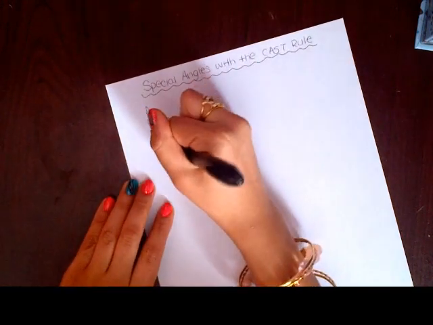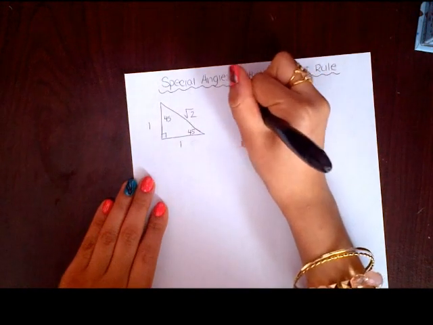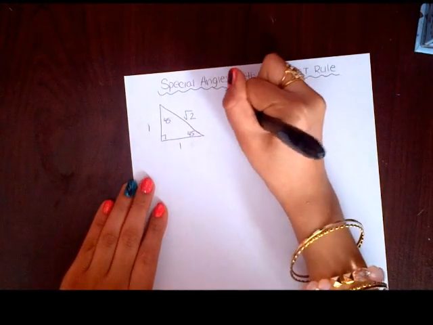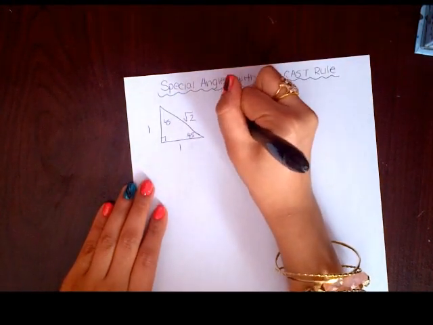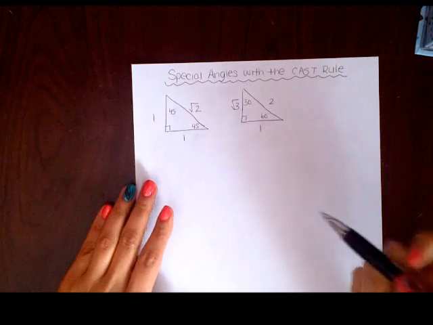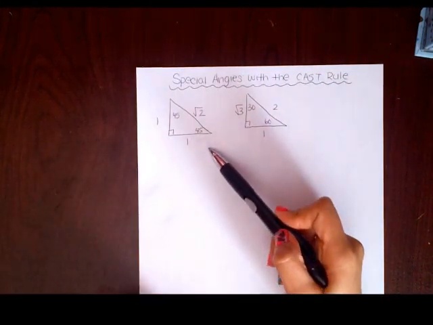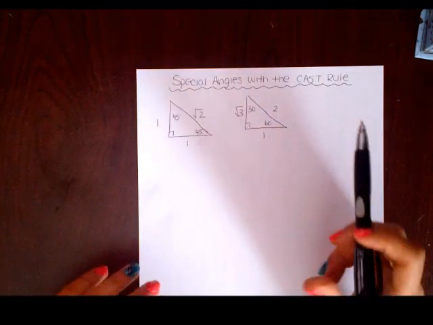which has the exact ratios of 1, 1, and root 2. The other one is a 30-degree and 60-degree triangle, which has the exact trig ratios of 1, 2, and root 3. A quick way to remember which exact value goes with which side is that the smallest angle is always opposite to the smallest side, and the largest angle is always opposite to the largest side.